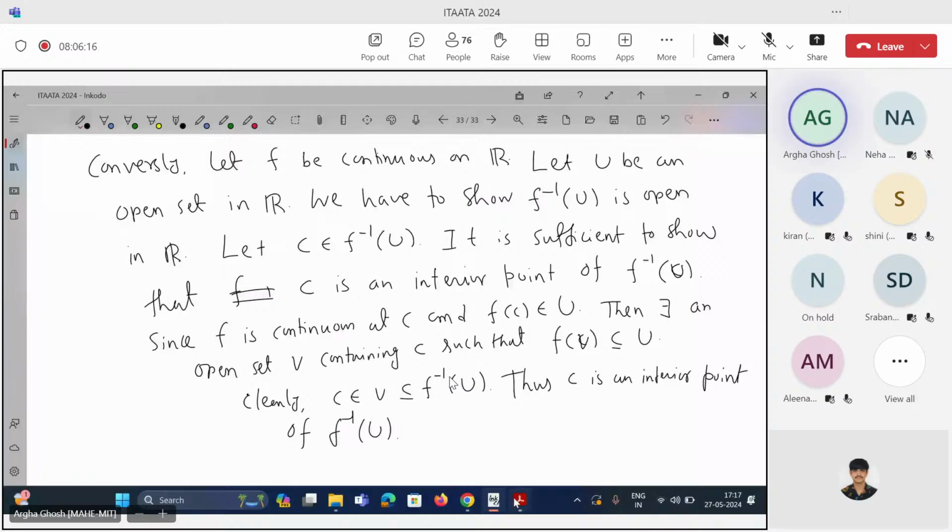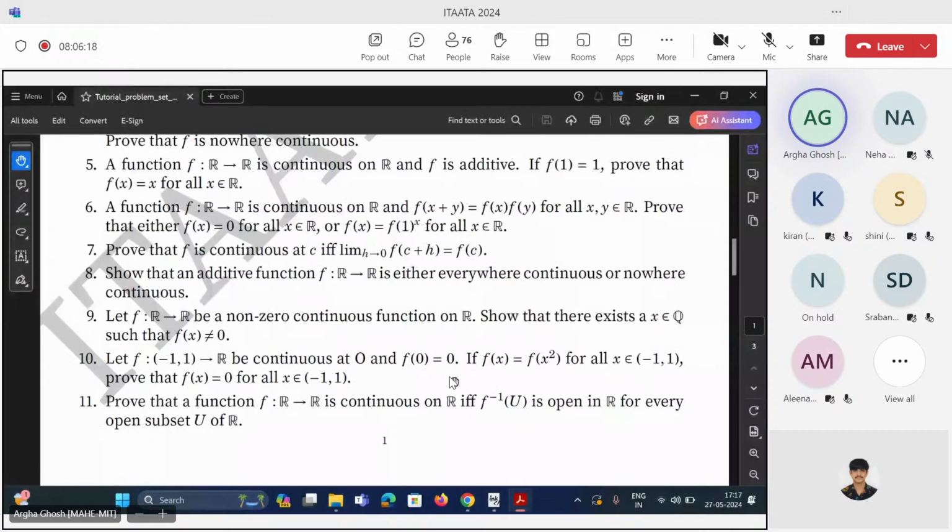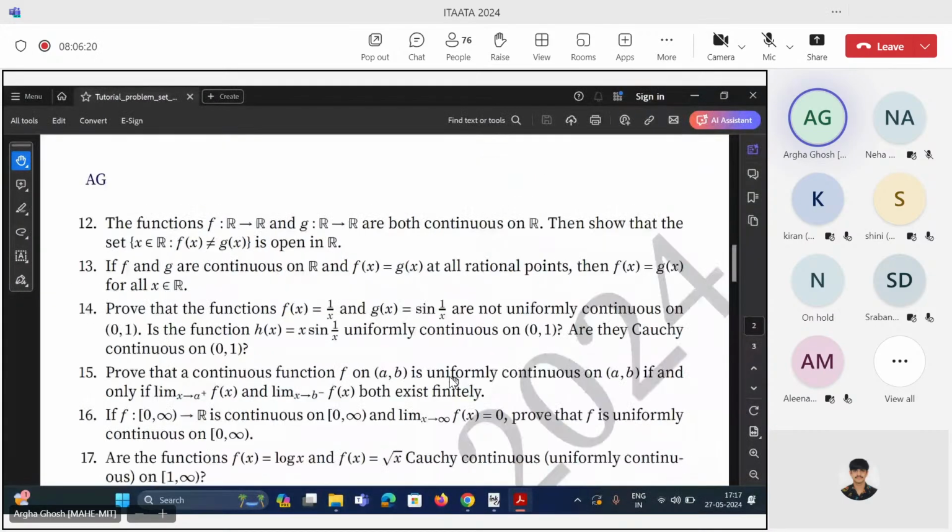So next is question number 12 that we'll do in the next step. Okay, that's all for today.